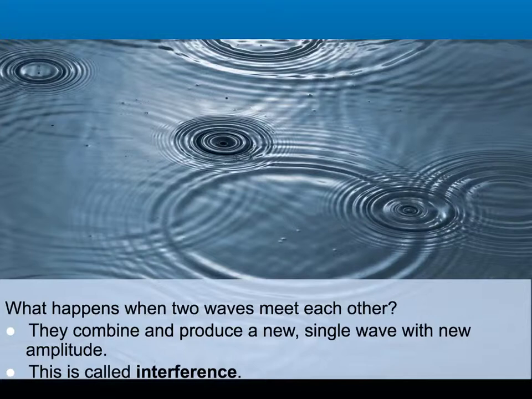If you stand on a pier looking at the waterways beneath you, you might notice that they are not all the same height. Some are much higher than others. This is because two or more water waves pass over one another and produce a single wave with a new amplitude. This effect is called interference.